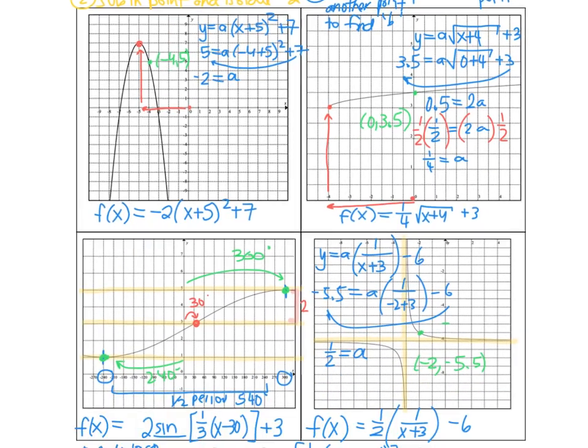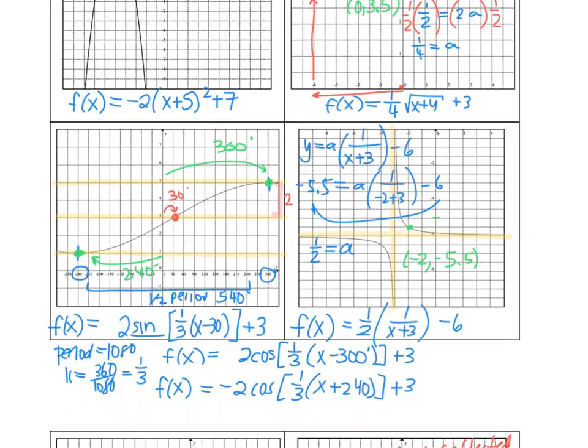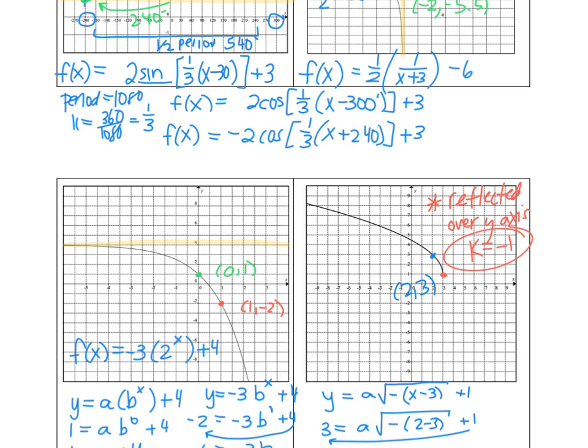For your sinusoidal, identify your amplitude and your midline. Identify your period to get the k value. Then you have the freedom to pick your starting point, and that will decide if it's sine or cos, and if there's a reflection or not over the x-axis. And then finally, for your exponential, start with the asymptote to put it in for your up-down. Plug in your y-intercept first to solve for a, and then plug in another point to solve for your base.